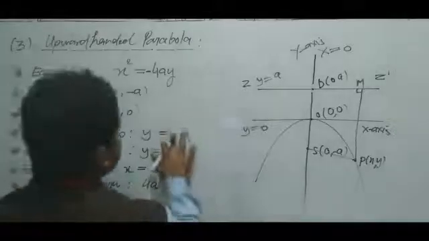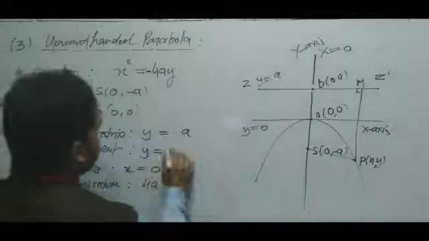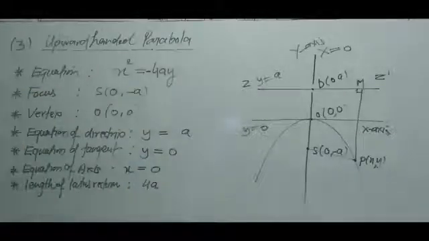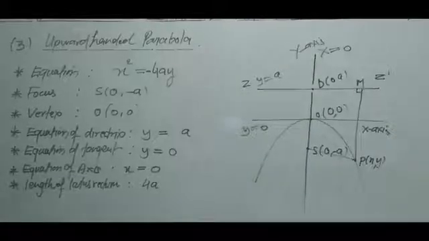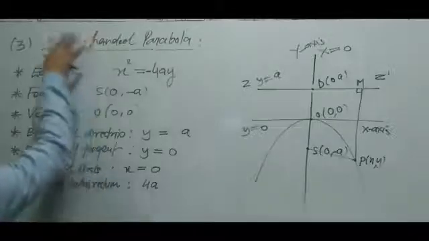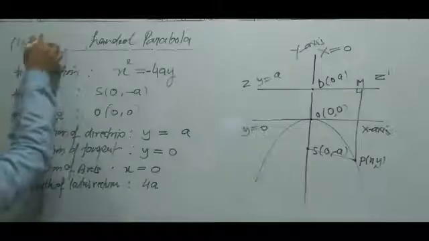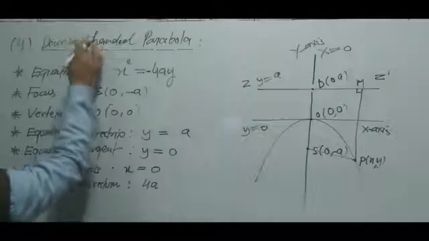Equation of directrix we can write y is equal to a. Equation of tangent will be same, y is equal to 0, and equation of axis, x is equal to 0, you know, and the length of latus rectum is 4a. So this is the downwards parabola.